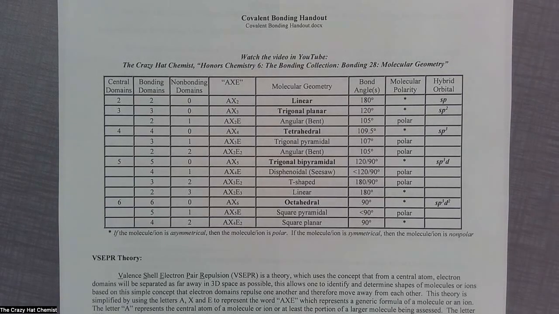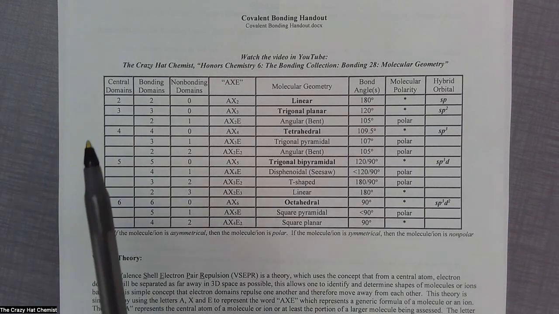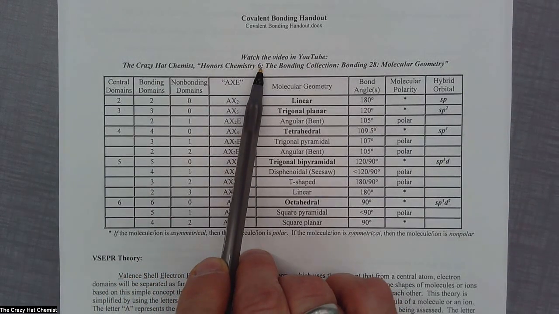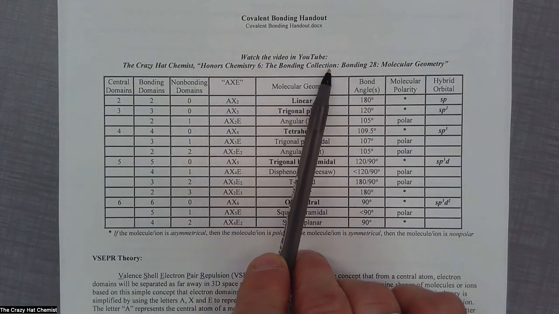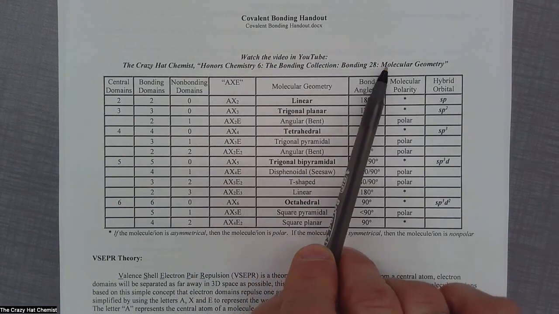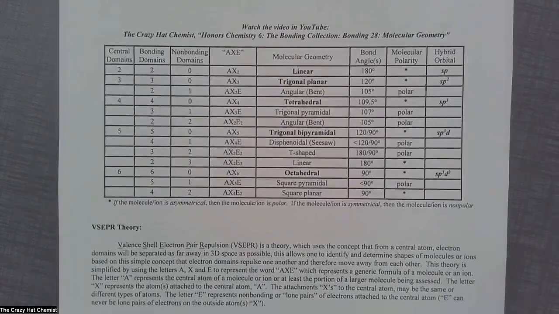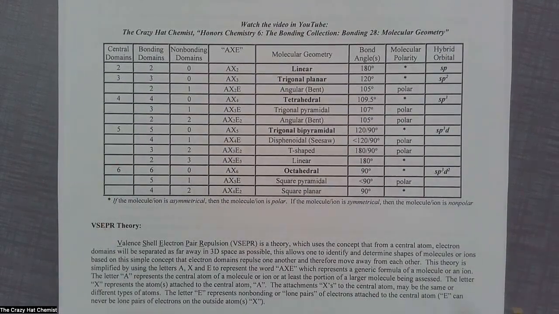Make sure that you watch my entire playlist on covalent bonding in honors chemistry, and specifically, the Crazy Hat Chemist, honors chemistry 6, that's unit 6, the covalent bonding collection, bonding 28, molecular geometry. That covers this slide right here that you see before you.